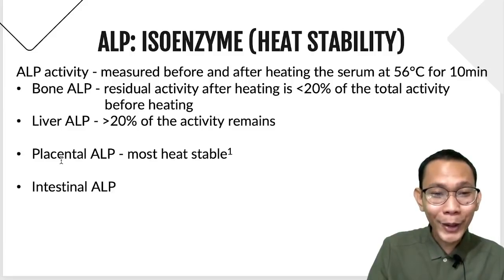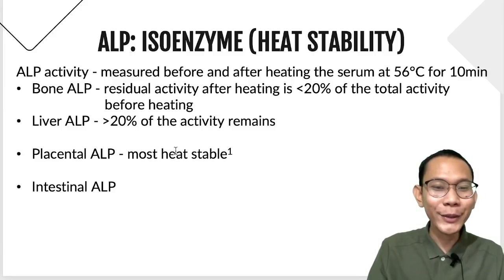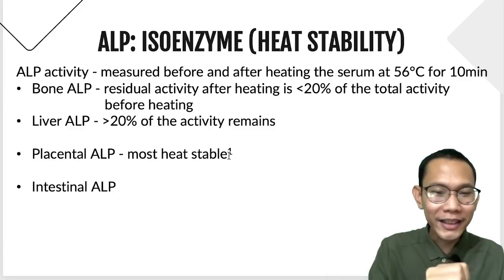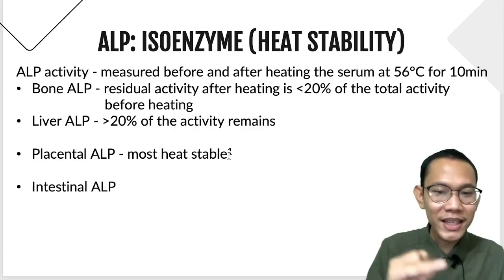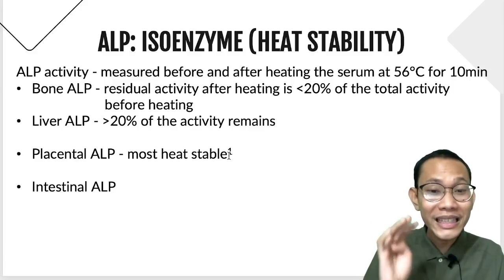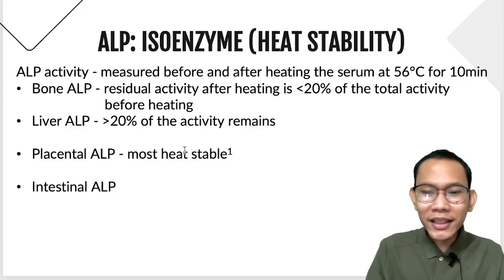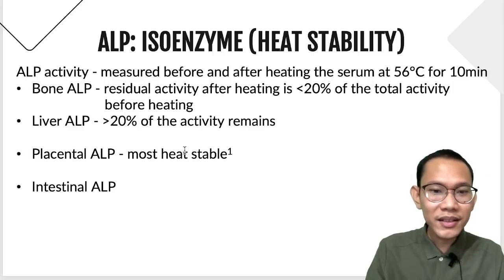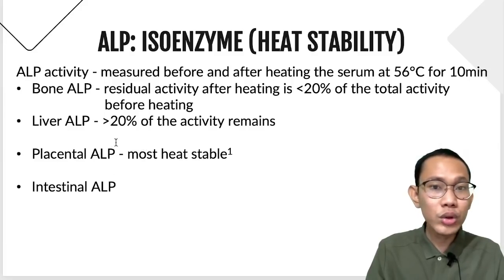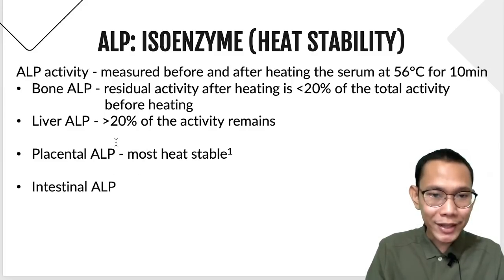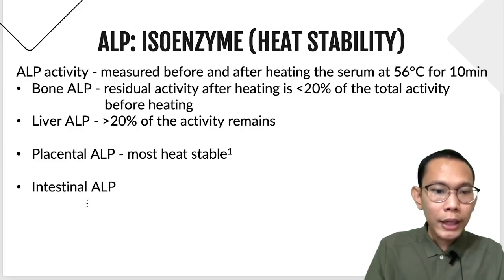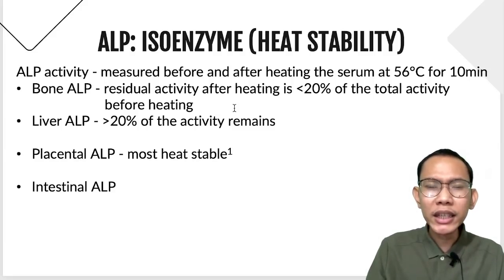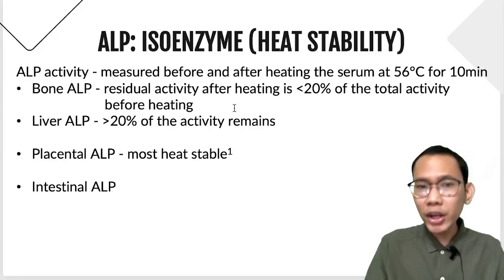So, it's up to you kung paano yung gagawin ng mnemonic. So, again, unang-una, most heat stable, placenta, followed by intestine, liver, and bone. So, decreasing order na yan. Your placenta ALP will resist heat denaturation at 65 degrees Celsius for 30 minutes. So, remember that. Heat stability or heat inactivation, actually, hindi yan siya masyadong ginagamit natin.